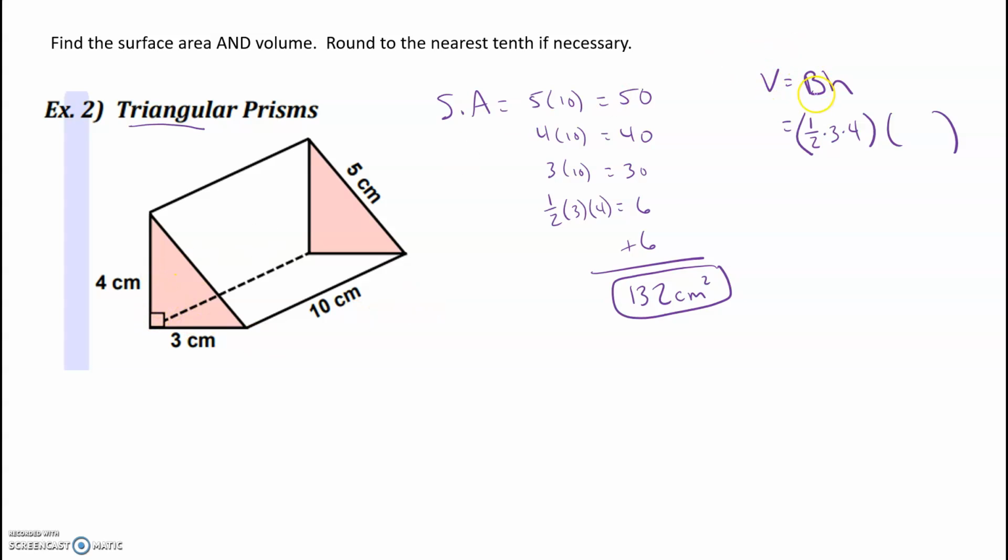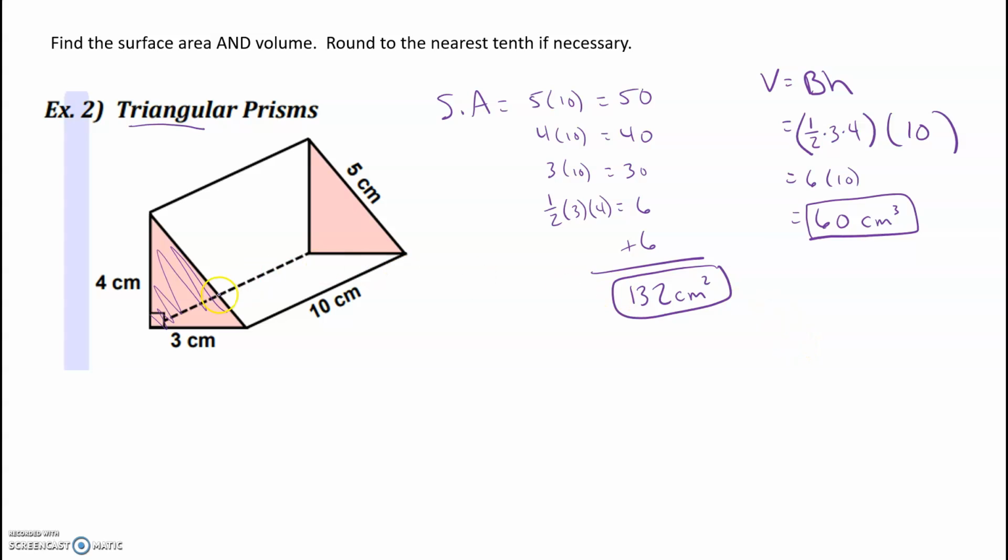So talking about big B, area of the base, we looked at this triangle here. The triangle is my base, area of that triangle is 1/2, 3 times 4. Now the height of my prism is the distance between my bases. So the height of my prism is 10 in this case. So here we have, again, 1/2 of 12 is 6 times 10. So we get 60 centimeters cubed because we're talking about volume.